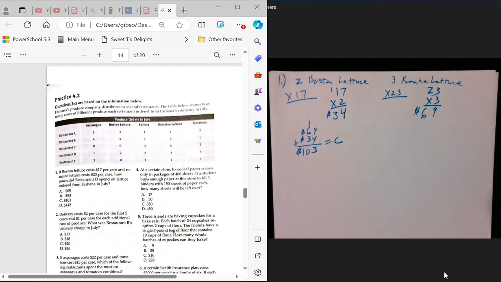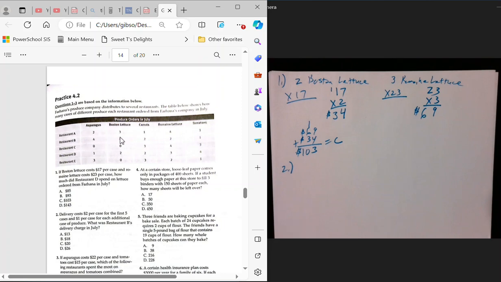Okay, now let's look at problem number 2. It says delivery costs $2 per case for the first 5 cases, and $1 per case for each additional case of produce. What was Restaurant B's delivery charge in July? Now remember, produce is basically fruits and vegetables. So if we look here at Restaurant B, all of these are fruits or vegetables. Actually, all of these are vegetables, but they're produce.